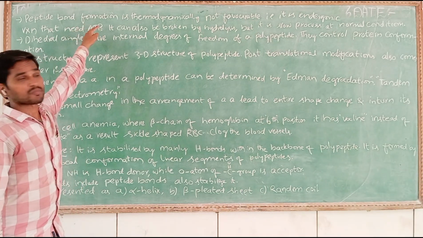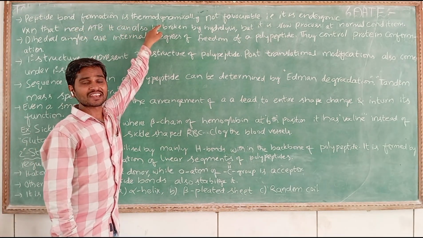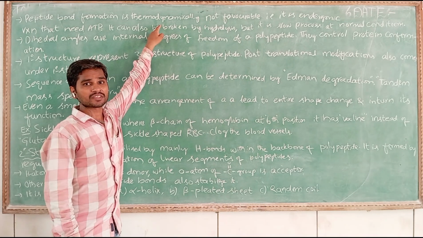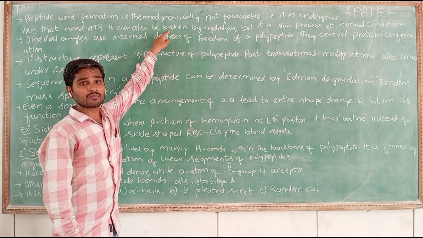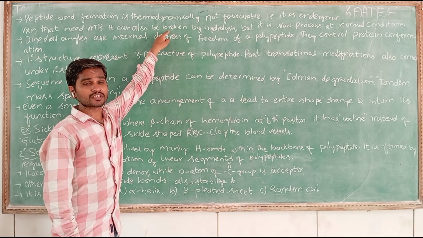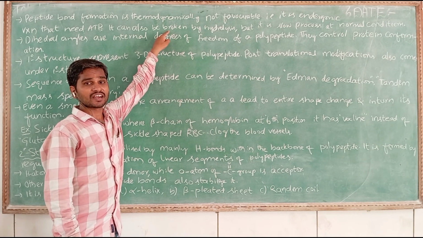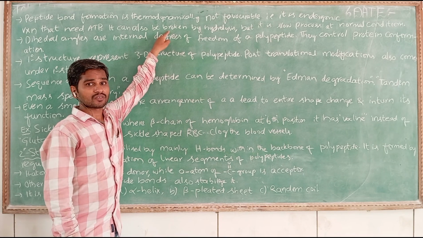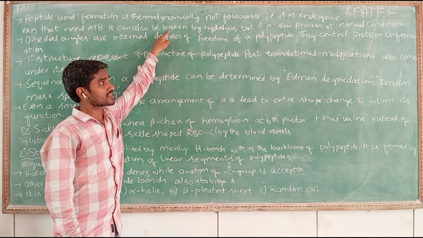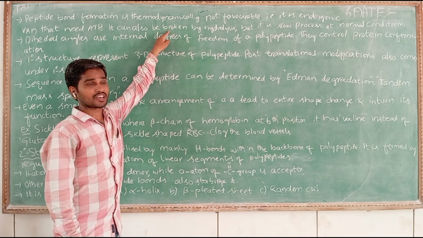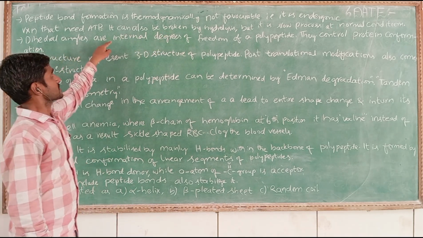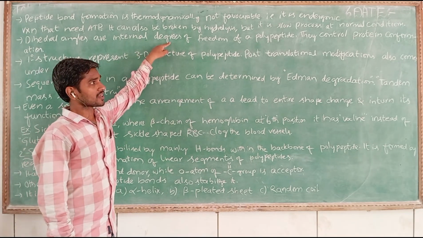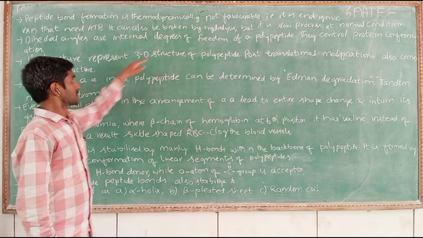Peptide bond formation is not favorable. That is, it is an endergonic reaction that needs ATP to form the peptide bond. The peptide bond is also broken by hydrolysis under normal conditions, spontaneously without any requirement of enzyme, but it is a slow process under normal conditions. These dihedral angles are internal degrees of freedom in a polypeptide. They control the protein conformation.